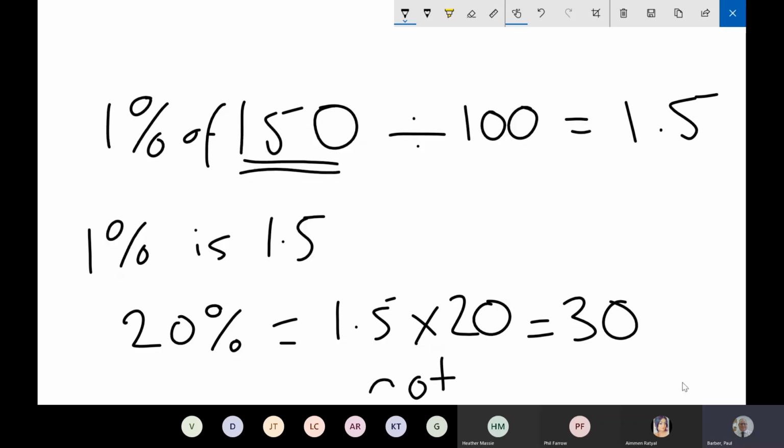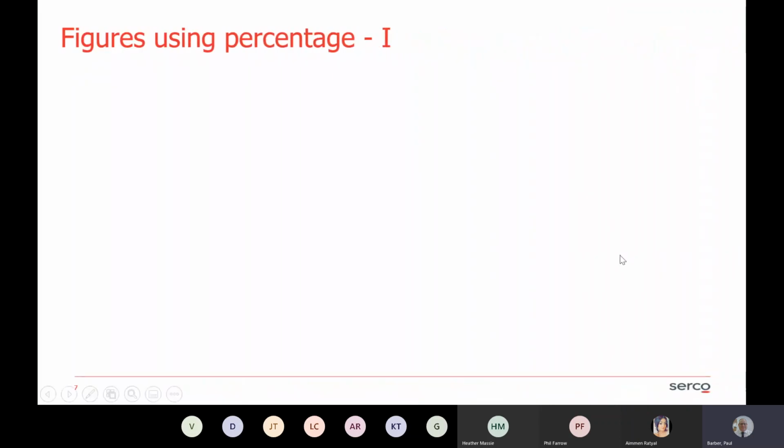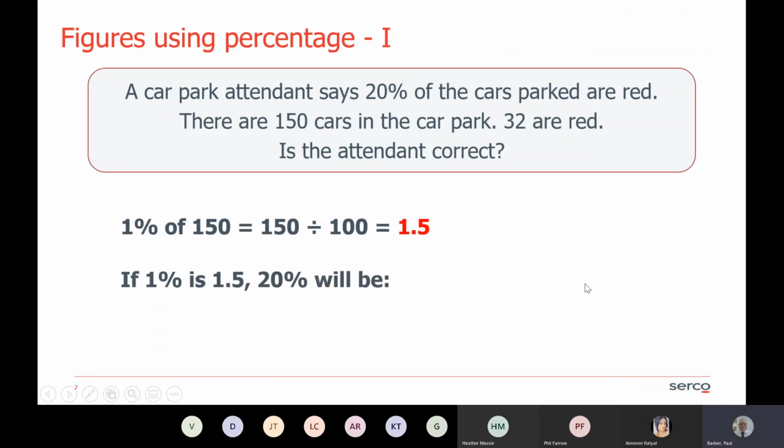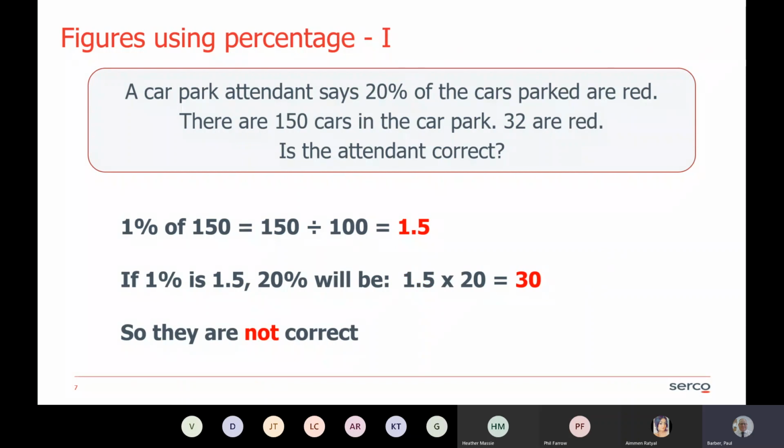If I go back to the presentation, maybe I can show that step by step with the question. There are 150 cars, 32 of them are red. The car park attendant believes that is 20%. So we took our total 150 and worked out what is 1%, which is 1.5. If 1% is 1.5, we know that 20% is just 20 of those, which is 30. Actually, there are 32. So the car park attendant isn't correct, because we know that 20% is 30 cars, and there are actually 32 cars. They were nearly correct, but not quite.